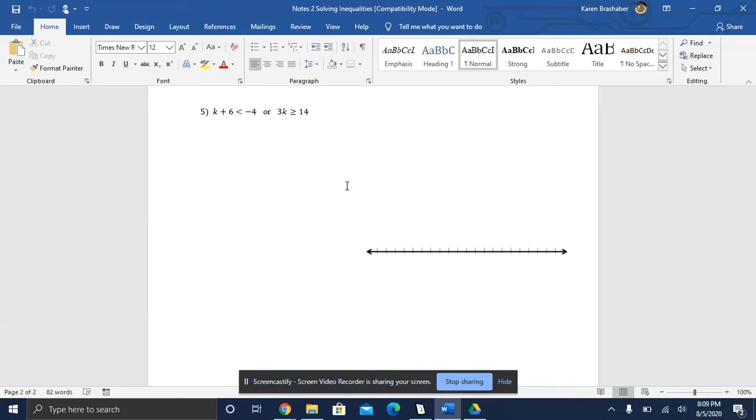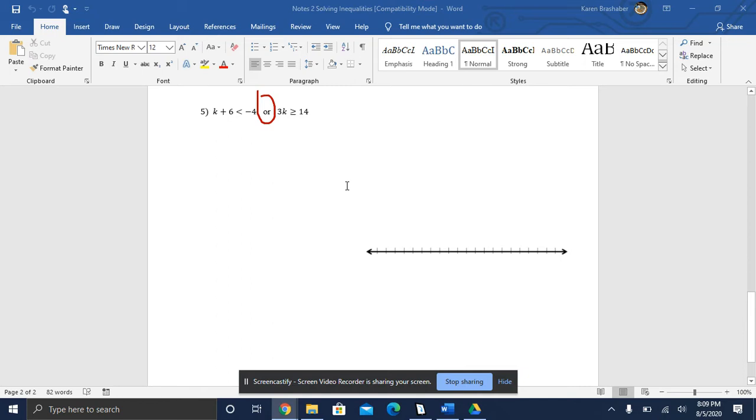All right, so our last example is another compound inequality. This time the inequality is or. Whenever you have an or inequality, the word or is going to show up. And basically, you just treat the two parts as separate inequalities to solve.